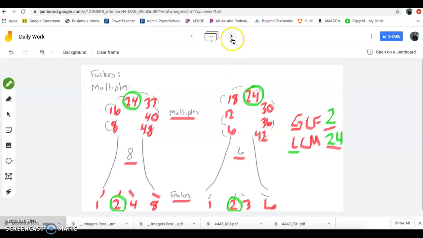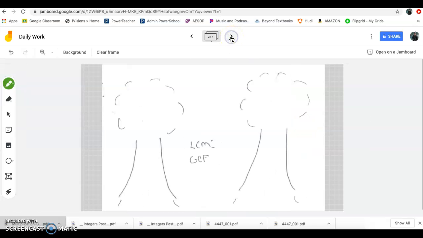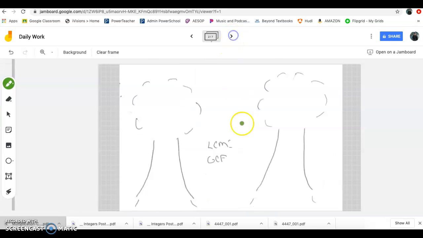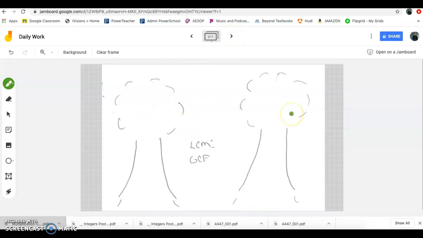Let's practice on our own. Okay, so the next page you have, I cut mine in half. So now you're ready. Okay, so now I want you to draw 2 trees on your whiteboard. Go ahead and pause me and write LCM and GCF. I want you to literally mimic this on your whiteboard. Pause me, and then when it's ready, press play again.